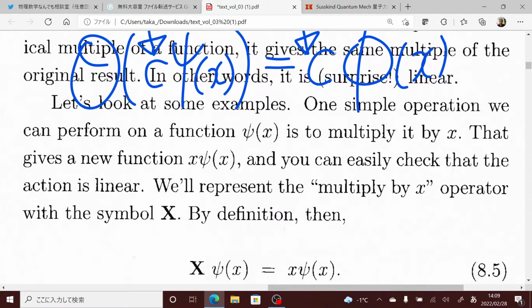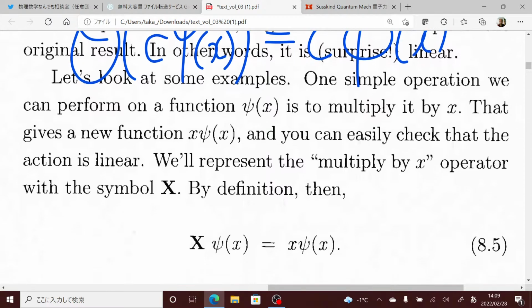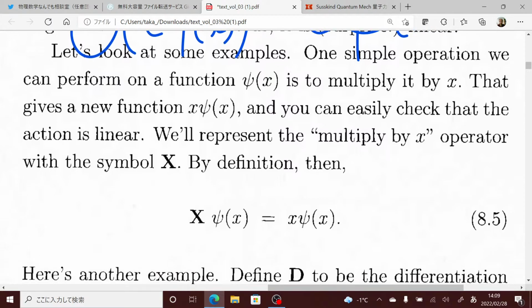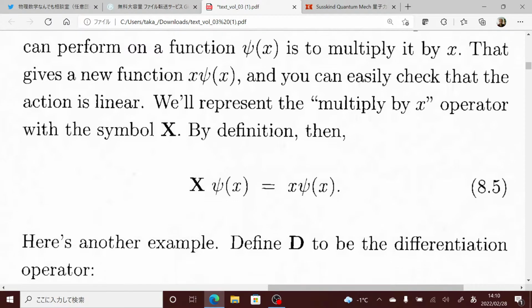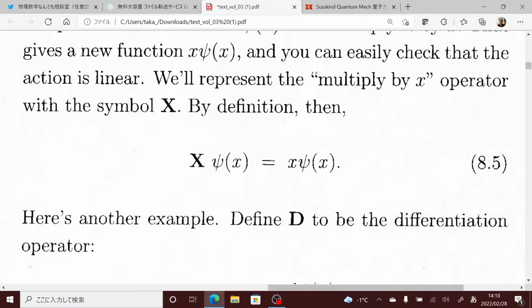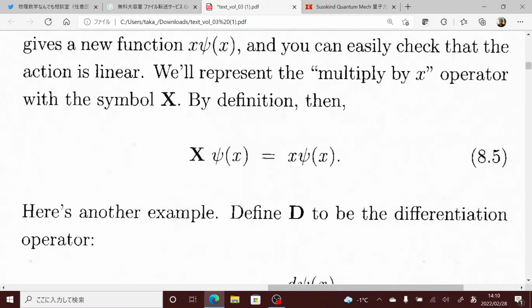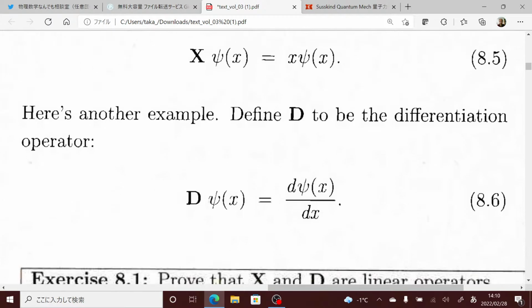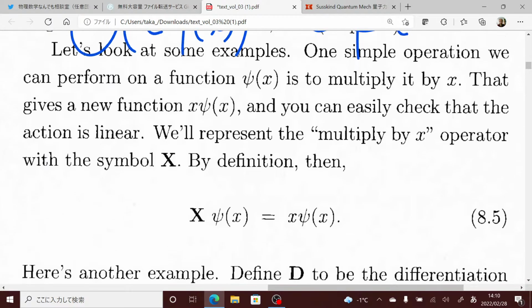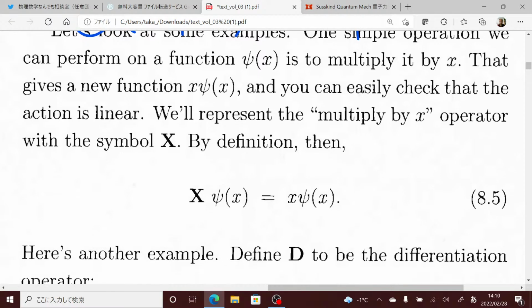Let's look at some examples. One simple operation we can perform on a function psi(x) is to multiply it by x. That gives a new function x psi(x), and you can easily check that the action is linear. We will represent the multiply-by-x operator with the symbol large X. By definition, then, X psi(x) equals x psi(x). So this action is linear because if you multiply by c, the right-hand side is also multiplied by c.